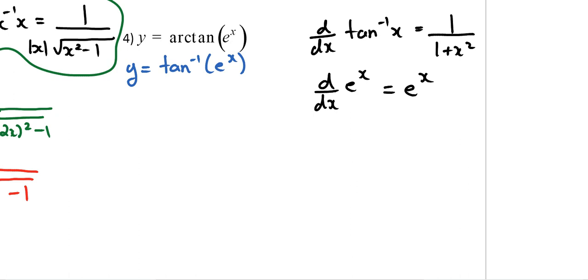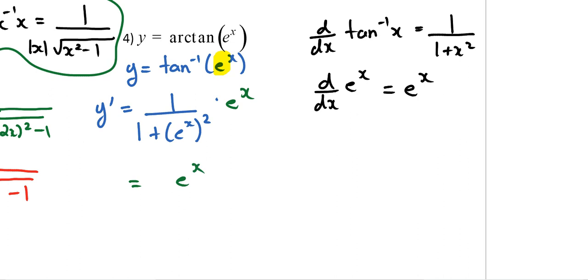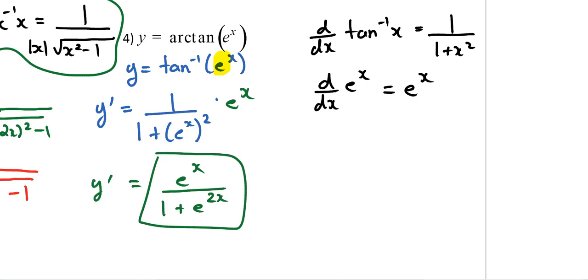Okay, and you can go back to your in-class assignment or the class notes to confirm that through the graphs. Now that we know those two identities, let's find the derivative here. So y prime equals 1 over 1 plus (e to the x) squared, times the derivative of e to the x applying the chain rule, which is e to the x. Simplified, this is e to the x divided by 1 plus e to the 2x. All right, that's your final answer once you've simplified everything.